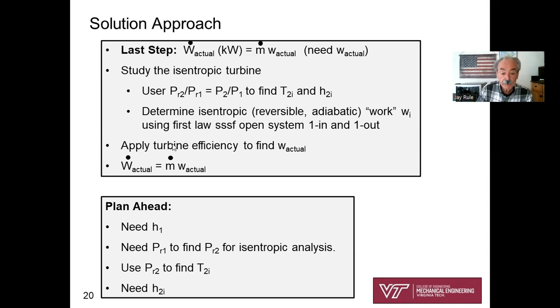Then we will apply turbine efficiency to find w actual. w actual had better be a lower number than wi, okay? And then we'll apply the mass flow rate to get the power.